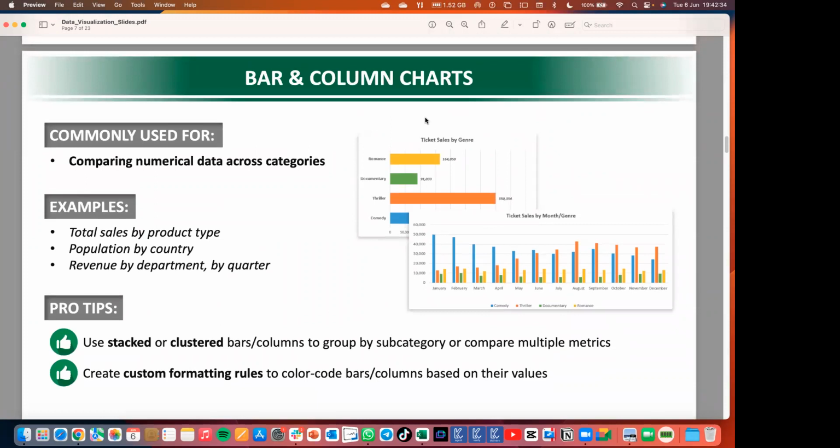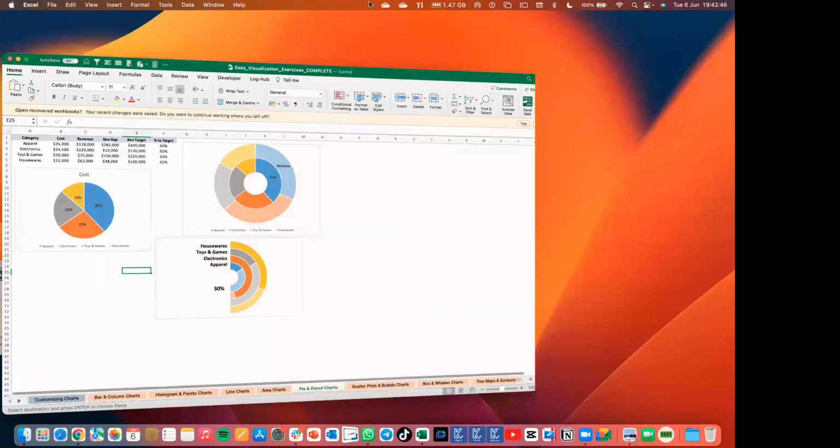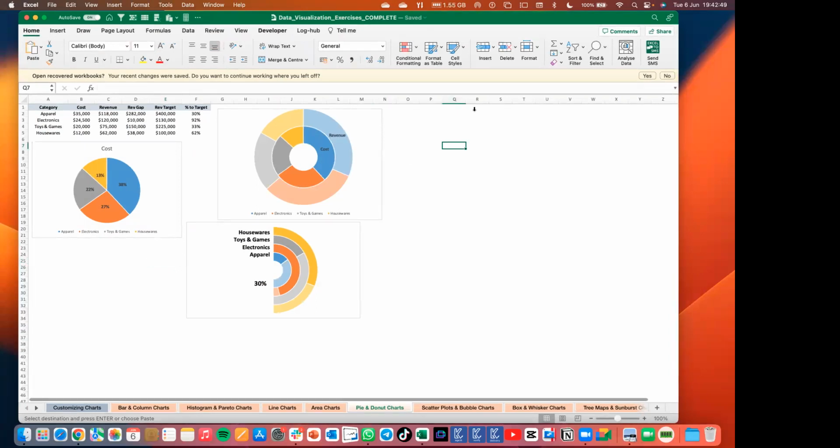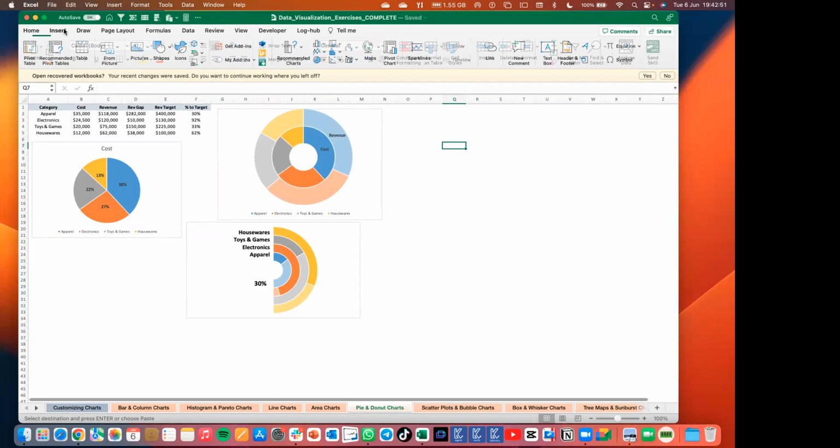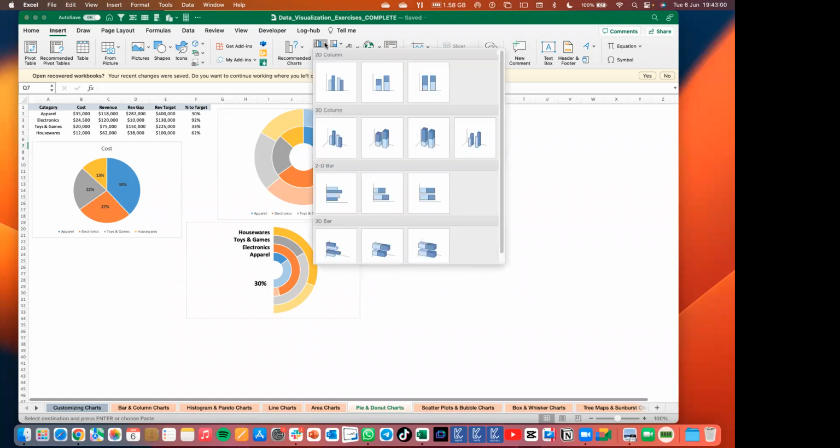Now, the most commonly known charts are always the bar and column charts. Today we are going to differentiate between a bar and column charts. I will go directly onto Excel just to show you. When we go to charts, we come to this. Now we have column charts and bar charts.